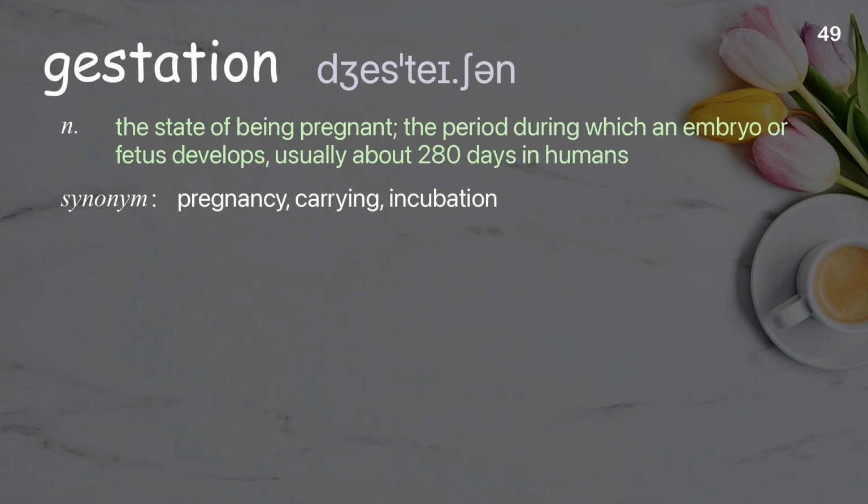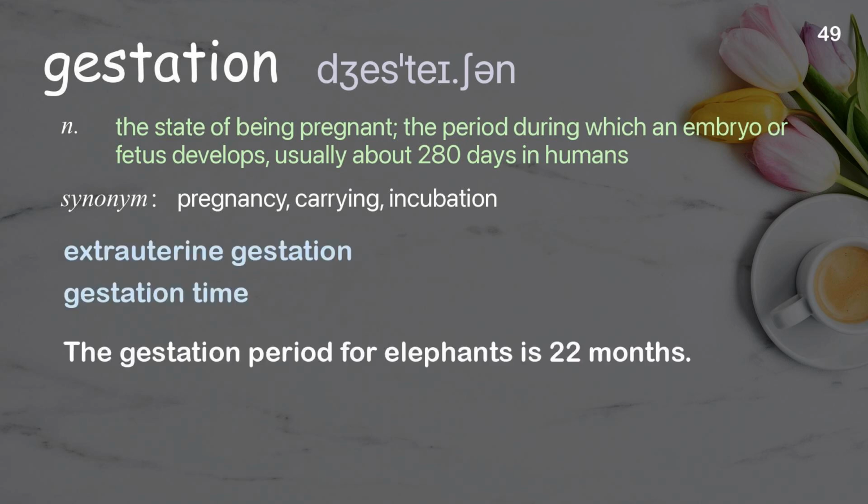Gestation. The state of being pregnant, the period during which an embryo or fetus develops, usually about 280 days in humans. Examples. Extrauterine gestation. Gestation time. The gestation period for elephants is 22 months.